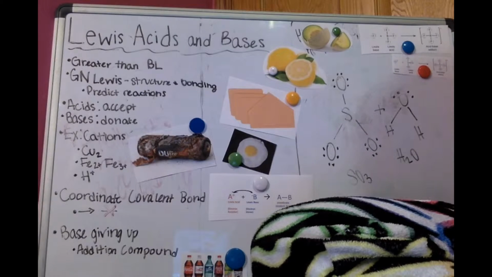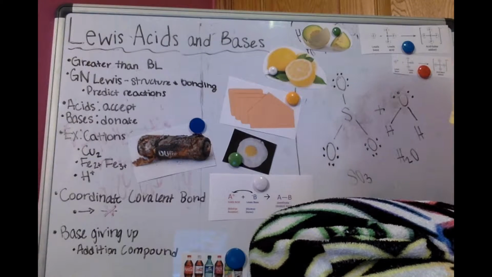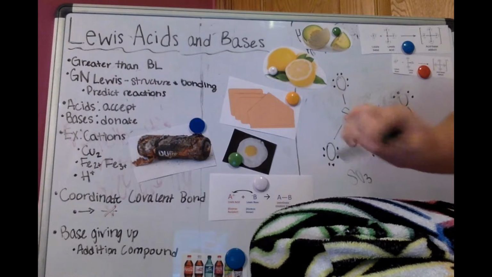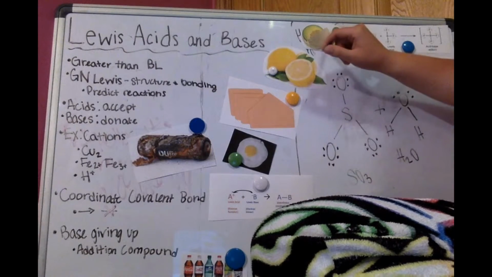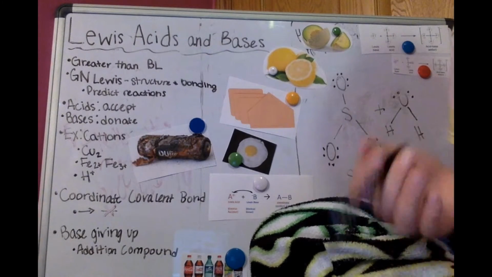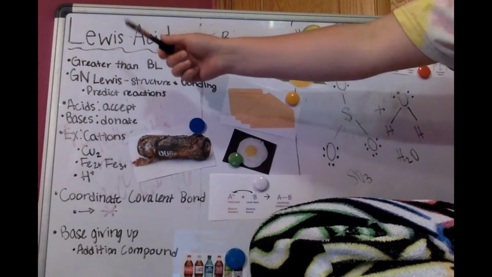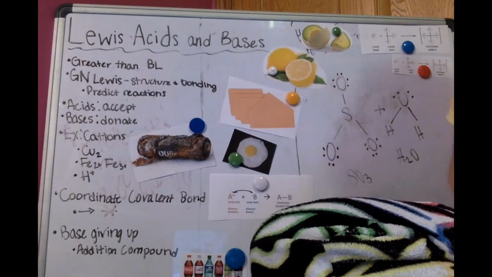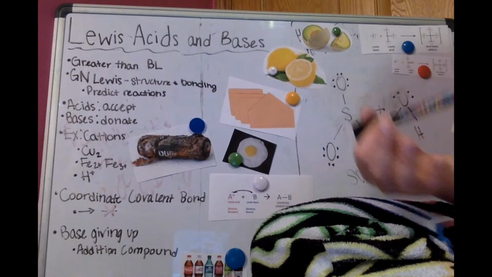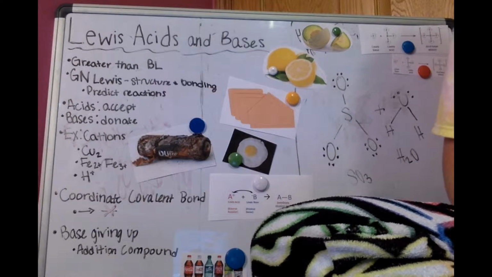When you think of bases, it's things that are more bitter or slippery, such as egg whites or melons, or in that case, soap. Now, my guess is also that you've probably never heard of Lewis acids and bases. Lewis acids and bases are a greater understanding than the Bronsted-Lowry theory.